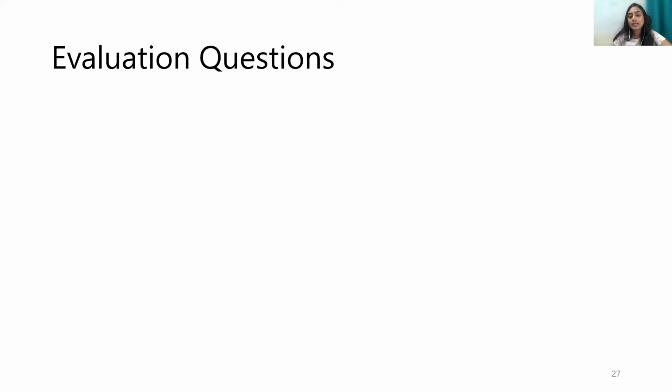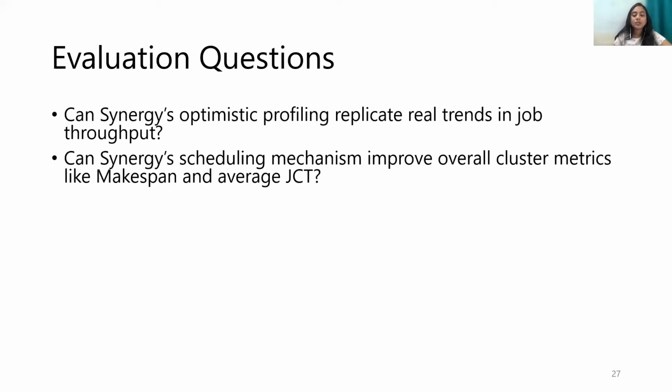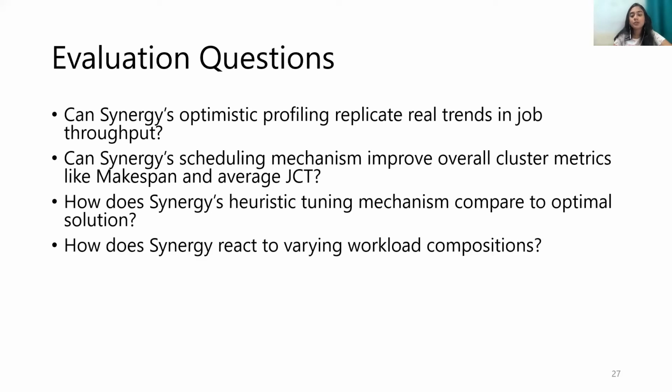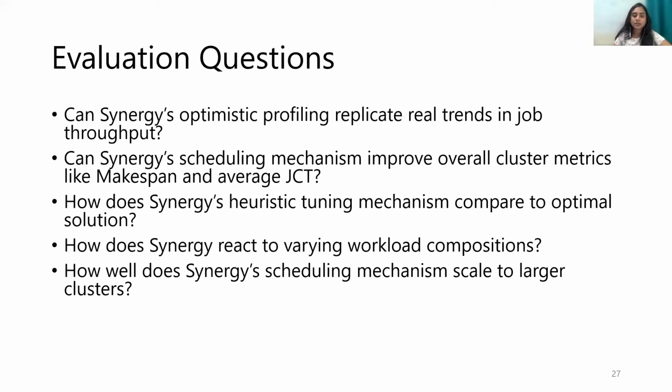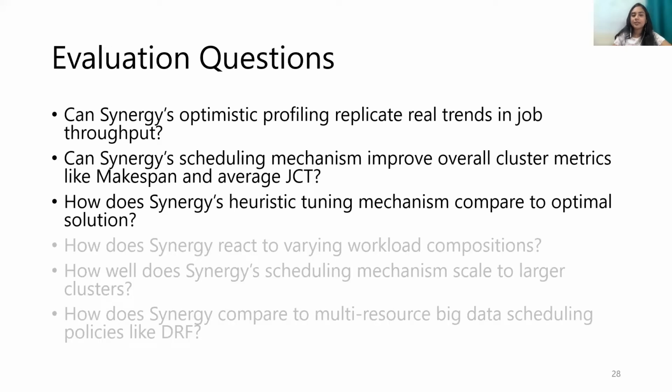The main questions that our evaluation tries to answer are: can our optimistic profiling technique model the job requirements well? Does Synergy improve the overall cluster metrics? And is it close to the upper bound throughput? How does Synergy perform with various workload compositions? Does it scale well to large clusters? And finally, how does it compare to existing multi-resource big data scheduling policies like DRF? In the interest of time, I'll only discuss a few of these aspects in this talk today, but the detailed evaluation can be found in the paper.